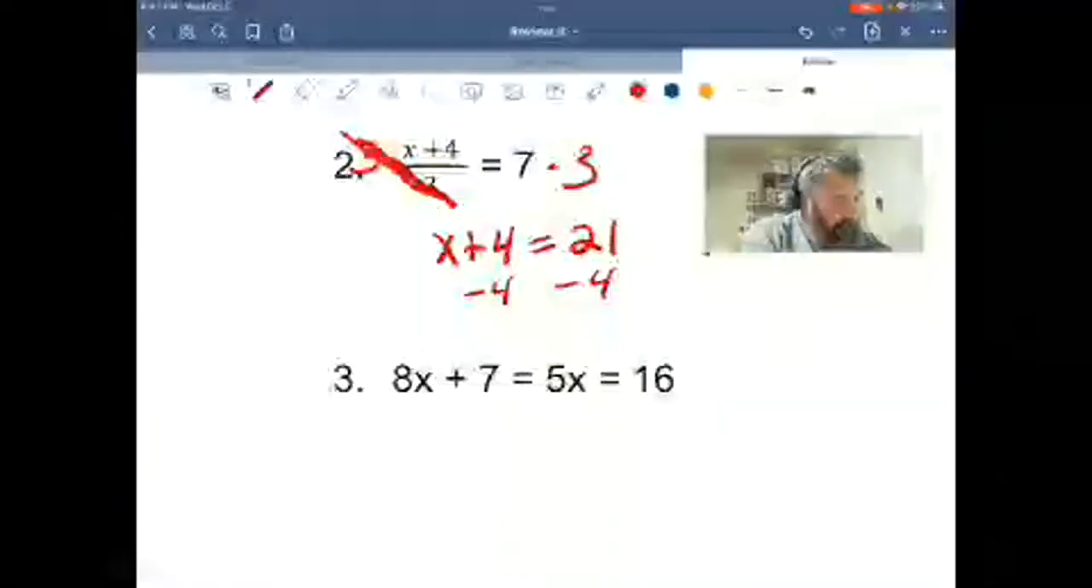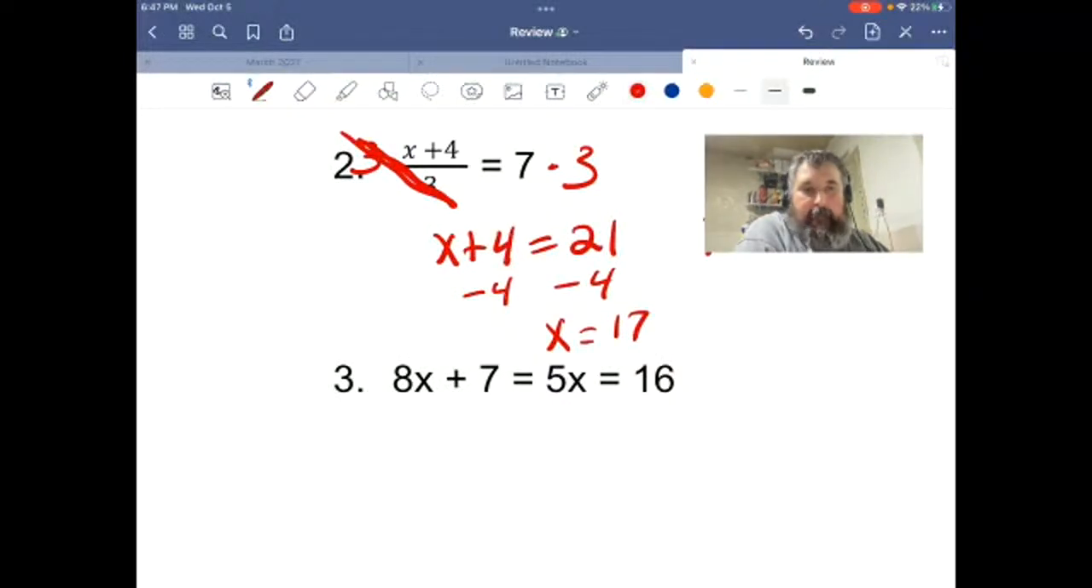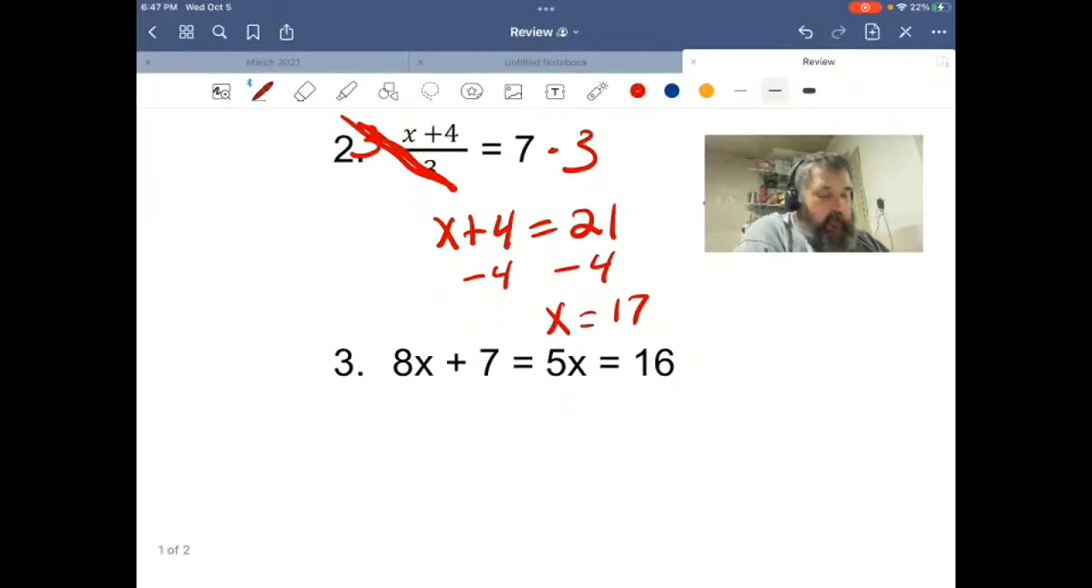Anyway, so what we'll do is see 18, 19, 20, 21. So it's 17, 18, 19, 20, 21. So it's going to be 17. Okay, does everybody see that? Nope, my face is in the way. So x equals 17. And that's how you solve for x on number 2. Let me know if you're still good.